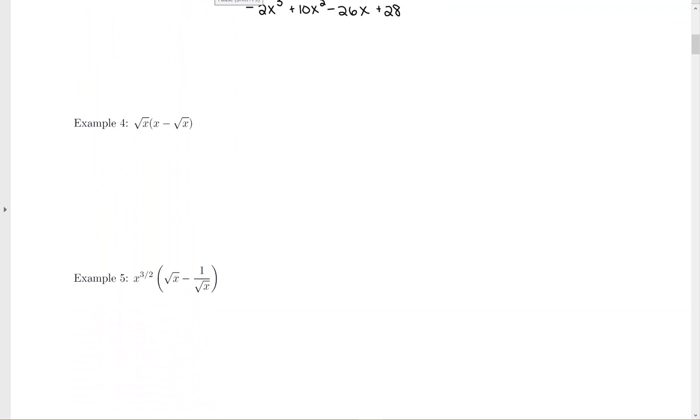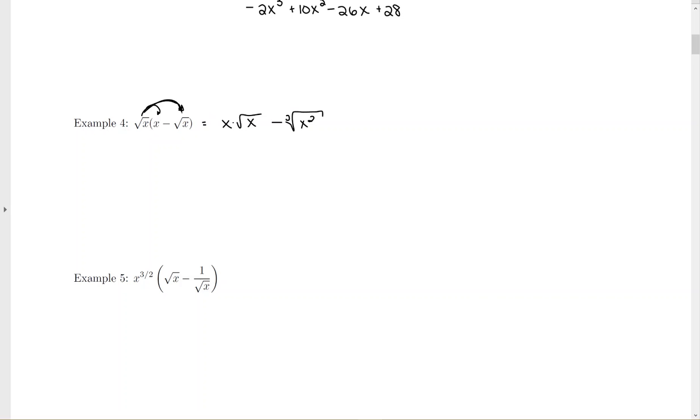Example 4, you're going to distribute the square root of x through the parentheses. So square root of x times x. The x goes in front, so it's x times square root x. If they're both under radical symbols, like here we have this, then you can go ahead and multiply the x's together. So it's minus square root of x squared.